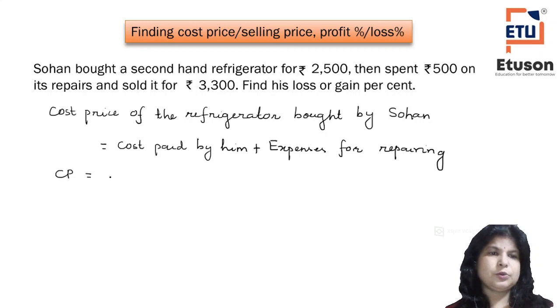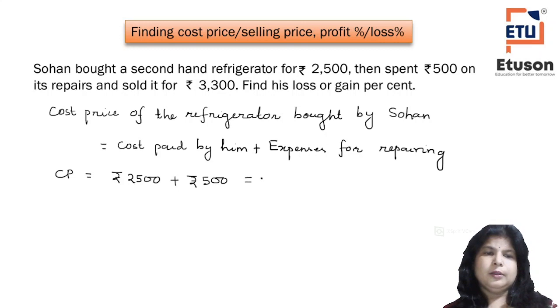so what is the cost paid by Sohan? It is rupees 2,500 plus expenses for repairing is 500. So the cost price of the second hand refrigerator is rupees 3,000.